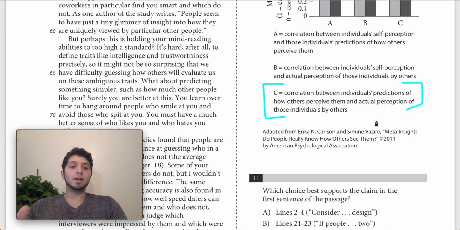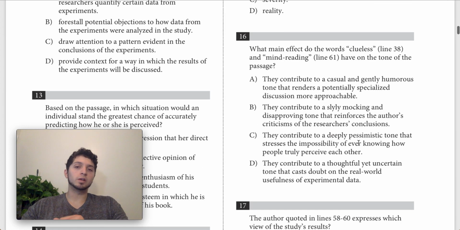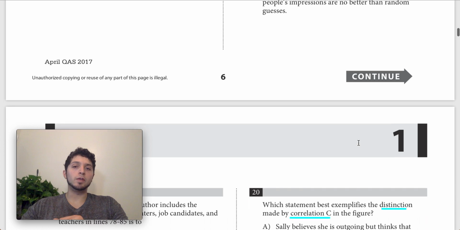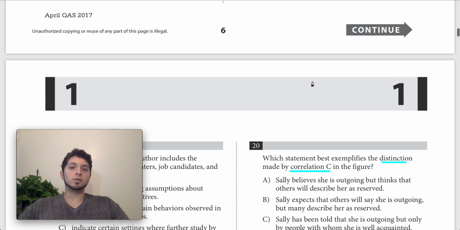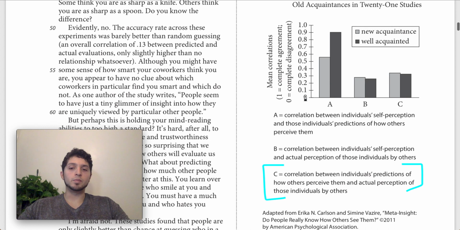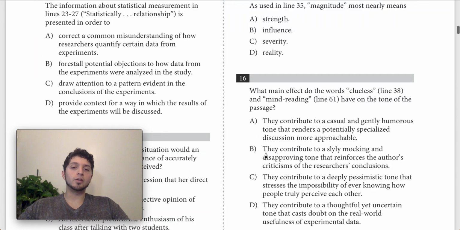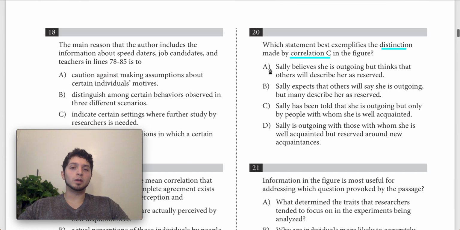You may think that you're one way, you may think that others are going to describe you in one way, and others are going to actually think of you in a different way. So that's what we're going to look at. Basically, someone thinks that they're going to be viewed in this way, but in reality, they're viewed another way. So A says, Sally believes she is outgoing, but thinks that others will describe her as reserved. So this would be the distinction between how you view yourself versus how you think others will view you, right? And that's a different correlation, which is not what we're looking for. We're looking for a different one.